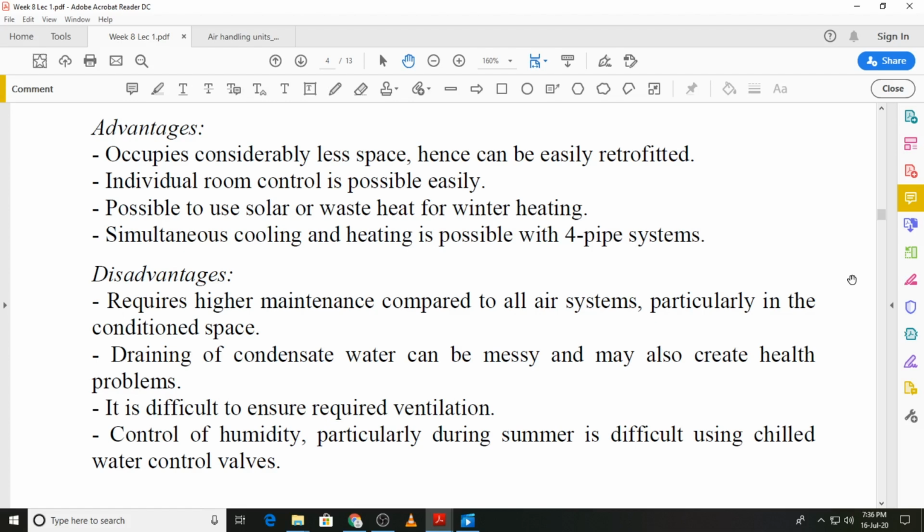systems. The most widely used system is the all air system, and that is the type of system that we are now going to look at, and we will go into more details of the all air central air conditioning system.